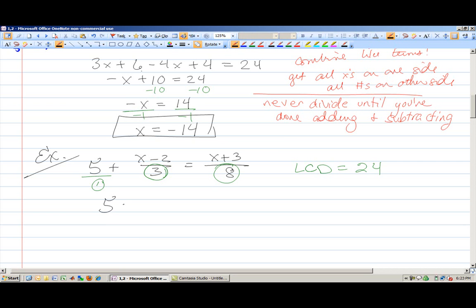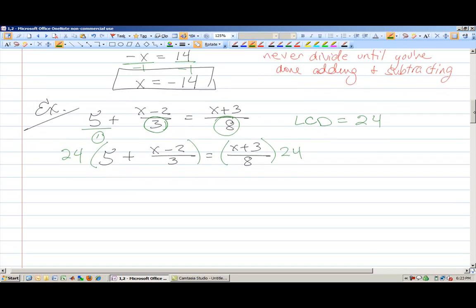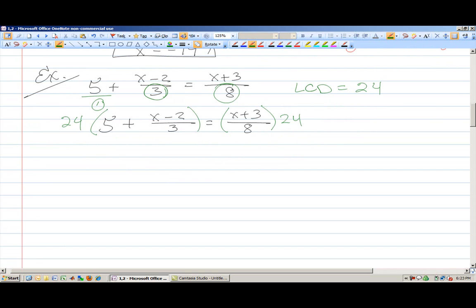So I'm going to recopy it so it's pretty. x minus 2 over 3 equals x plus 3 over 8. And I'm going to multiply both sides by my LCD of 24. And of course our next step is going to be to distribute that 24 across.